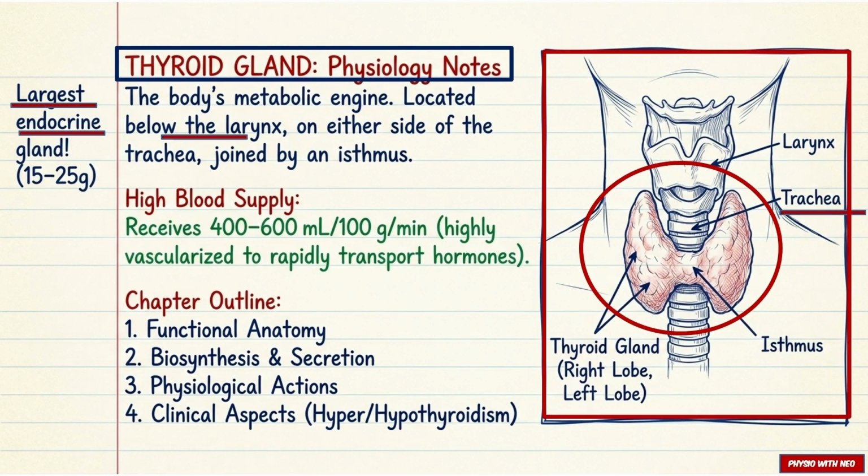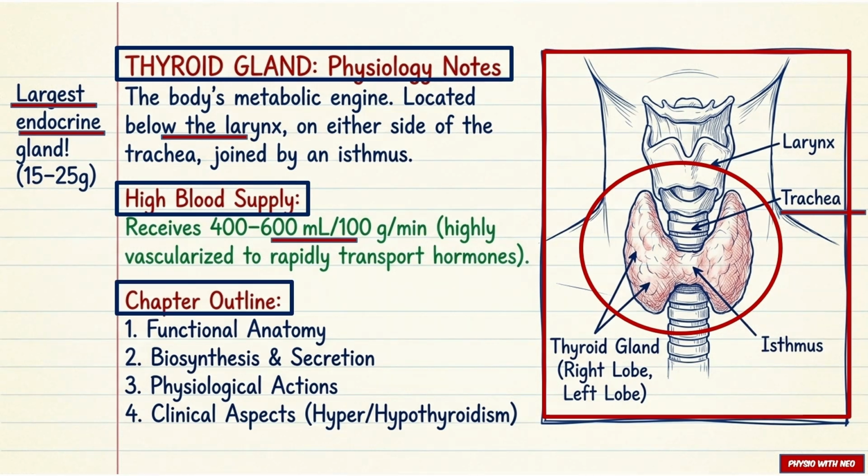The thyroid secretes two major hormones, T3 and T4. But here, one point we need to mention is the high blood supply. Thyroid receives about 400 to 600 ml per 100 grams per minute. Following is the chapter outline under which we are going to discuss the entire answer. First one is the functional anatomy, then biosynthesis and secretion, then physiological actions, and lastly the clinical aspect, hyperthyroidism and hypothyroidism.